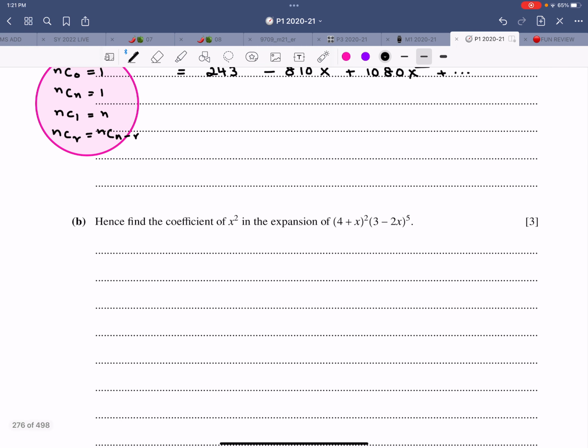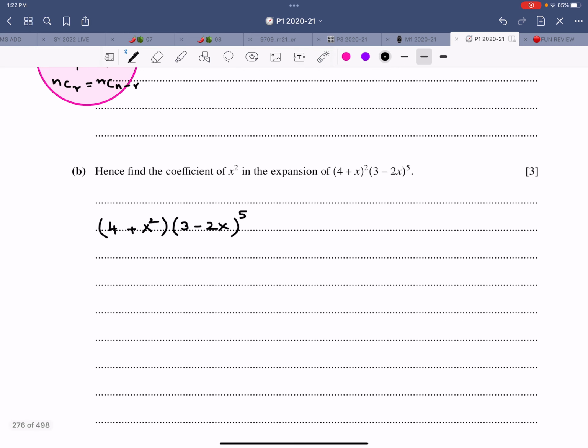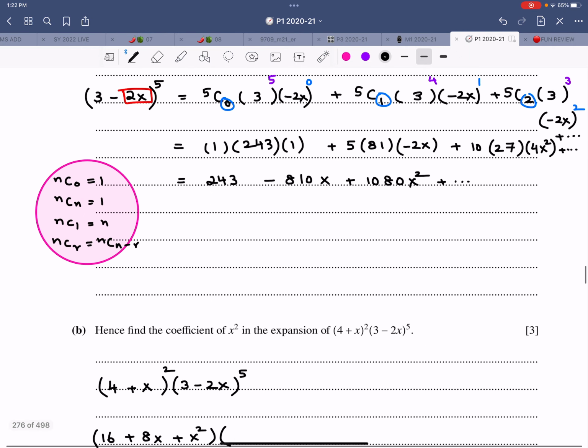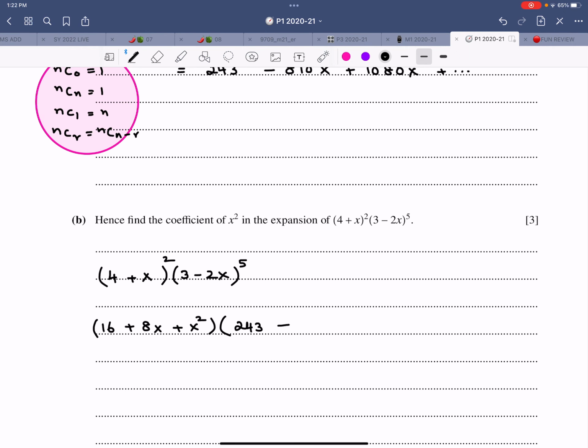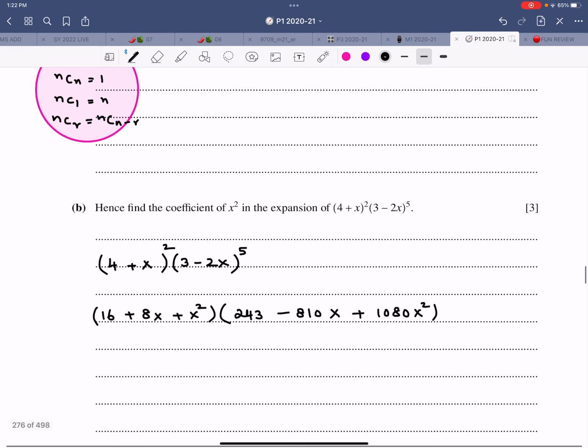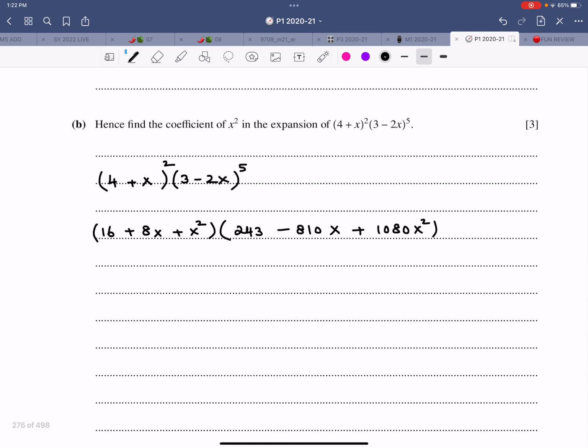What else does it say? Hence find the coefficient of x square in the expansion of 4 plus x the whole thing squared, multiplied with 3 minus 2x raised to the power of 5. It's not 4 plus x square, it's 4 plus x the whole thing squared. So that is 16 plus 8x plus x square multiplied with the first three terms from here, 243 minus 810x plus 1080x square. And after this, they are interested in the coefficient of x square in the overall expansion.